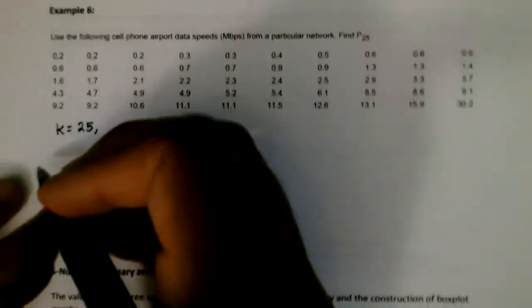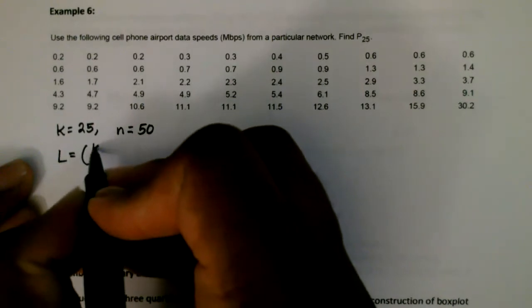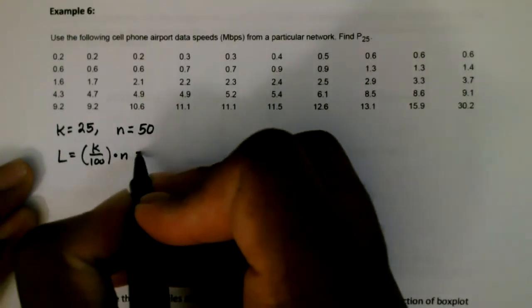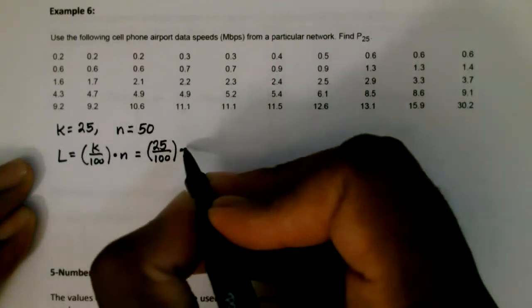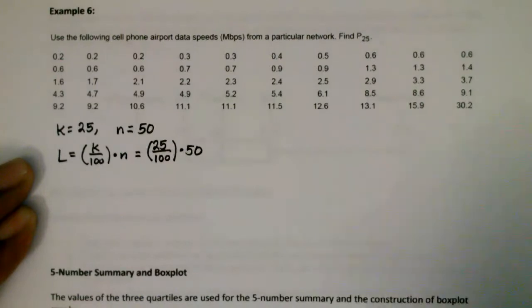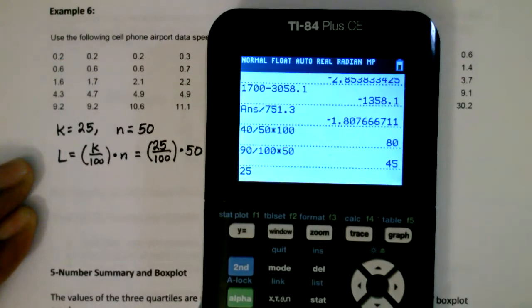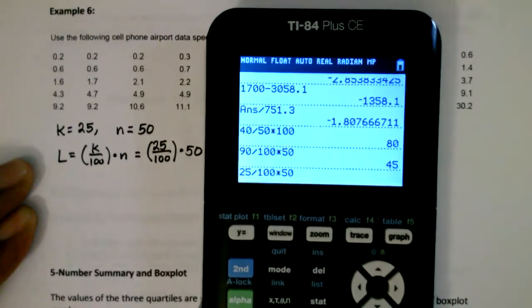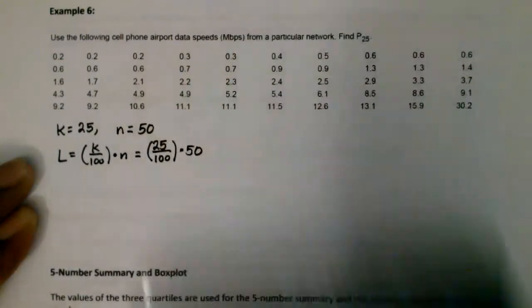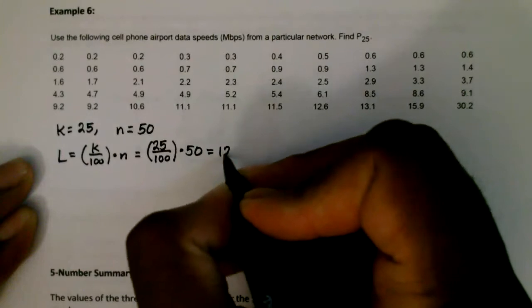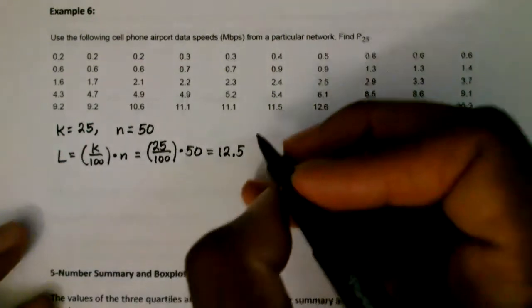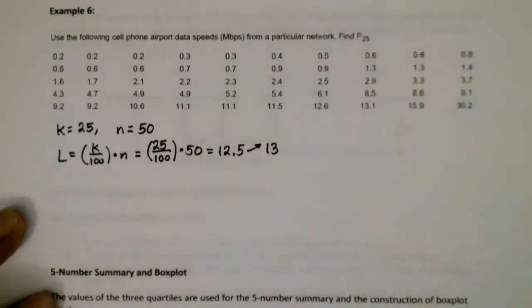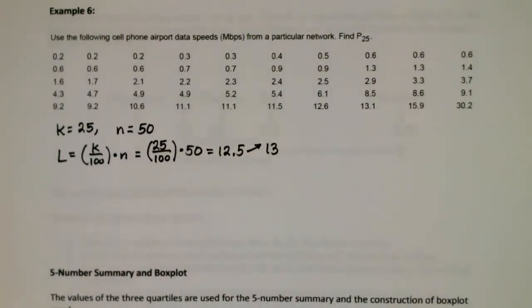Now let's find the location using this formula. L is equal to K over 100 times N. So your K is going to be the 25 over 100 times N, or times 50. So on the calculator, if I do 25 divided by 100 times 50, I would get 12.5. Notice I came up with a decimal for my location, or for my locator. That means I need to round this up to the next whole number. So 12.5 rounds up to 13. Now, had that been 12.2, I still have to round up to the next whole number, which is 13 in this case.